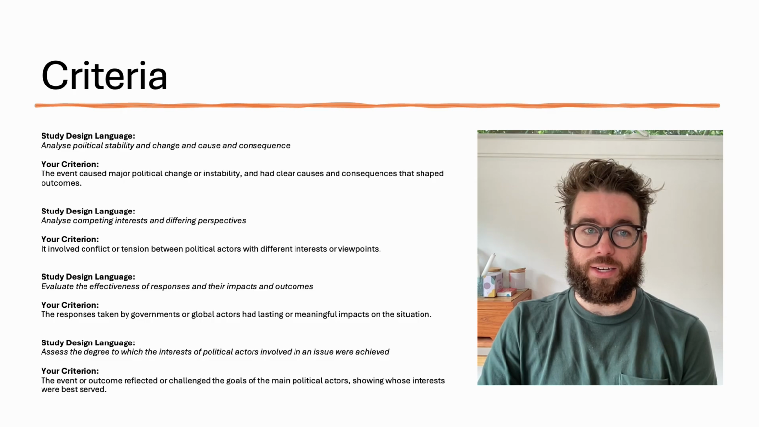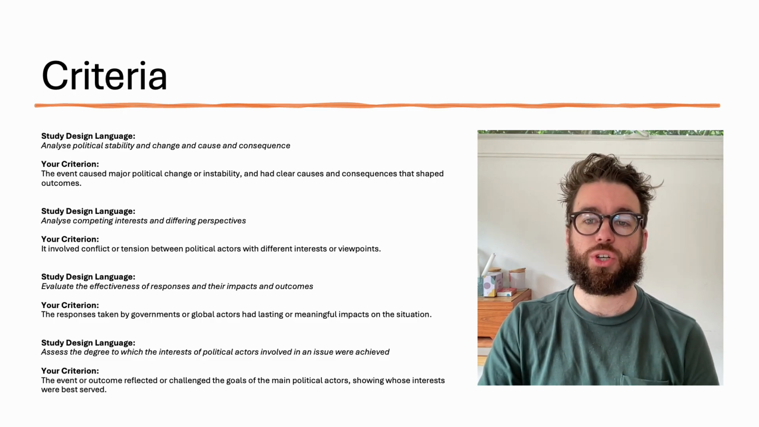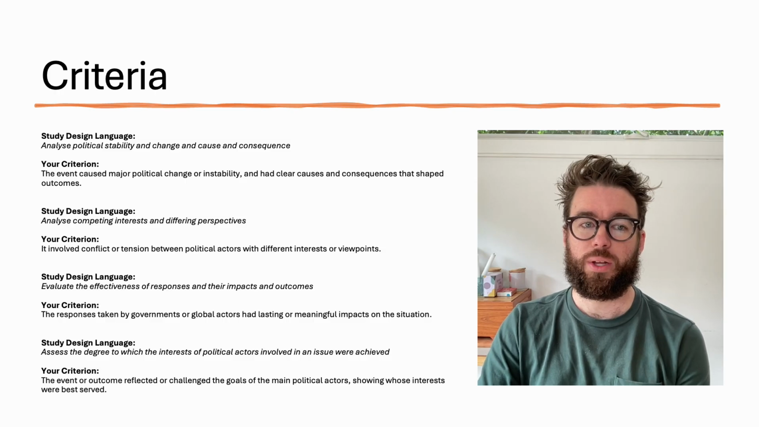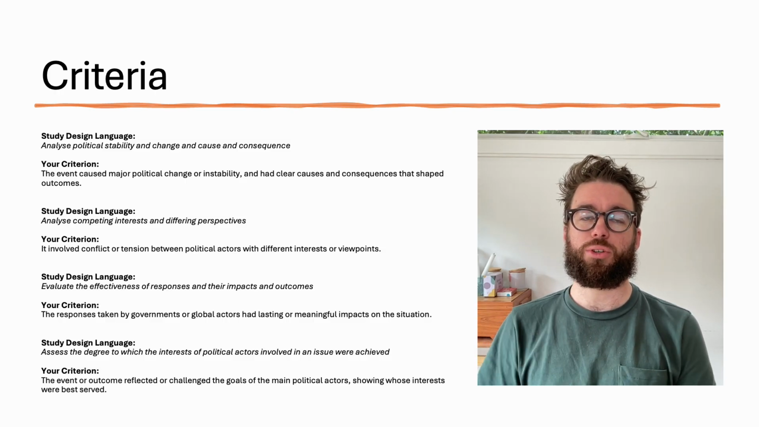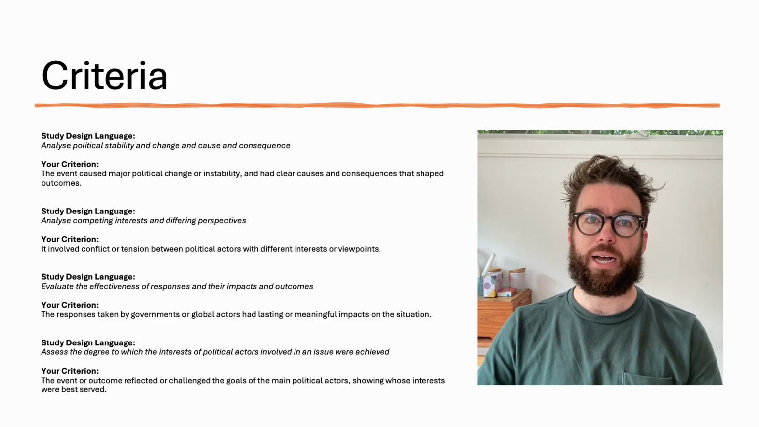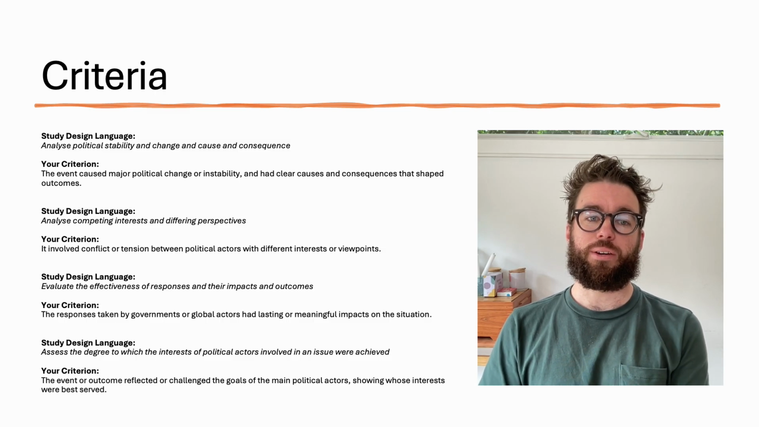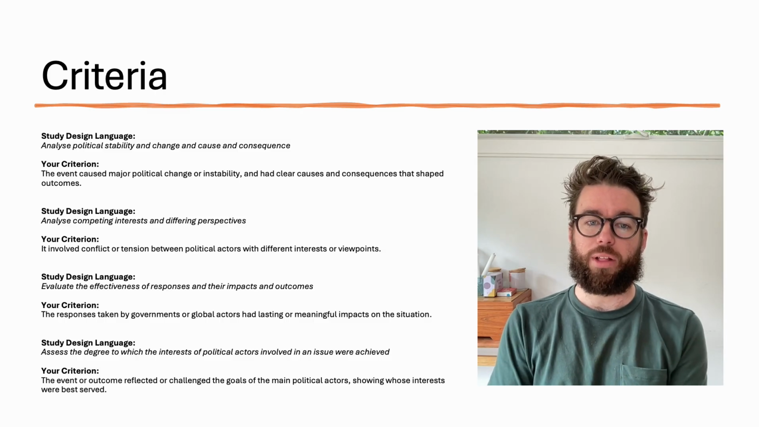In the study design, it says analyze, so political stability and change, cause and consequence could be a potential criteria. So did the event cause major political change or instability? Did it have clear causes and consequences that shaped outcomes? That could be a criteria. Competing interests and differing perspectives: it involved conflict or tension between political actors with different interests or viewpoints.